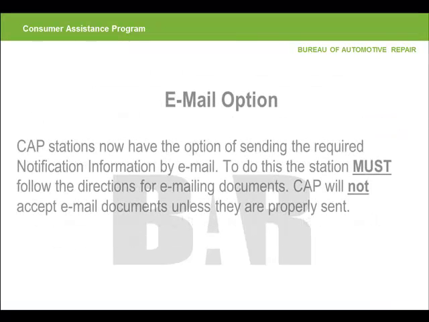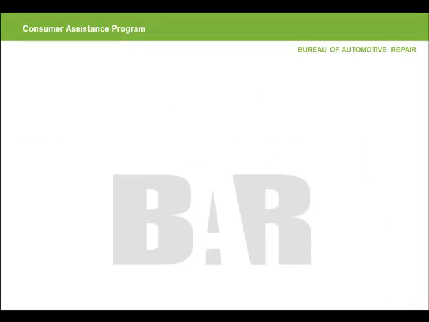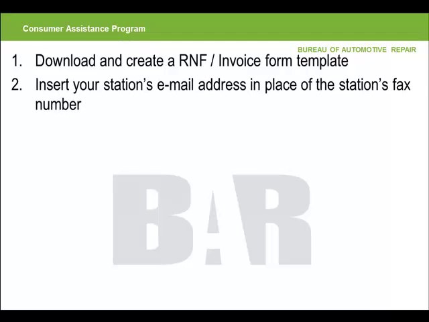CAP stations now have an option of sending the required notification information by email. To do this, the station must follow the directions for emailing documents. CAP will not accept email documents unless they are properly sent. First, download and create a notification invoice form template as instructed earlier in this video. You will put an email address in place of the fax number.